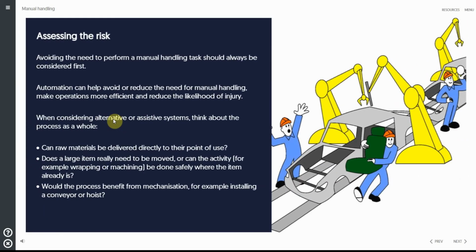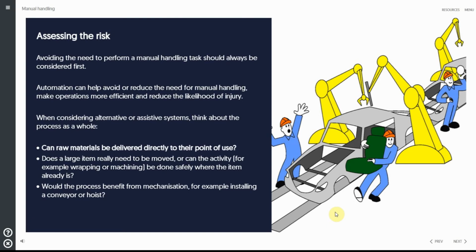Avoiding the need to perform a manual handling task should always be considered first. Automation can help avoid or reduce the need for manual handling, make operations more efficient, and reduce the likelihood of injury. When considering alternative or assistive systems, think about the process as a whole.